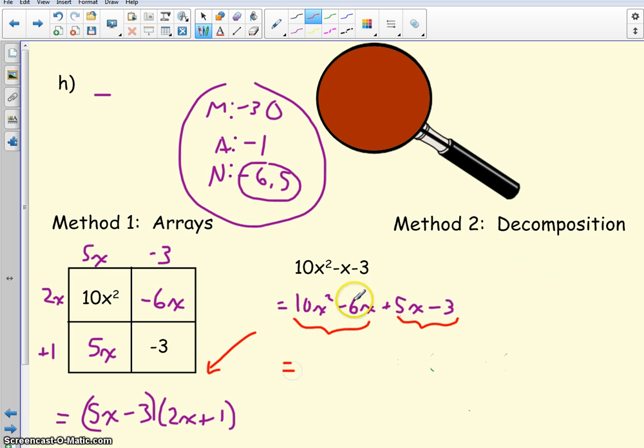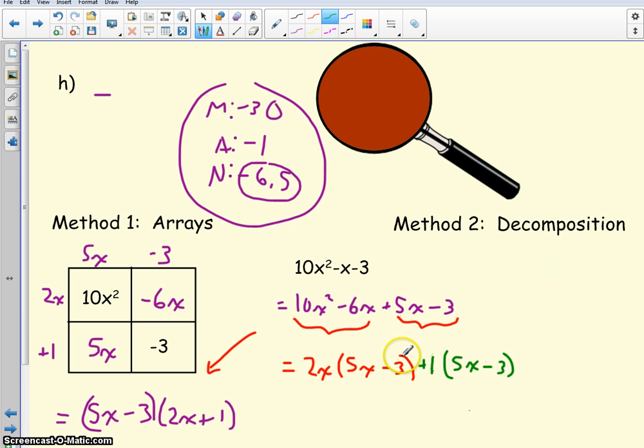So between 10x squared and 6x, those have 2x in common, if I'm not mistaken. And what's left over here, 2x times 5x gives me 10x squared. 2x times minus 3 gives me negative 6x. These don't have anything in common, the 5x and the minus 3, so I'm just going to take out an invisible 1 here, and I'm going to be left with 5x minus 3.